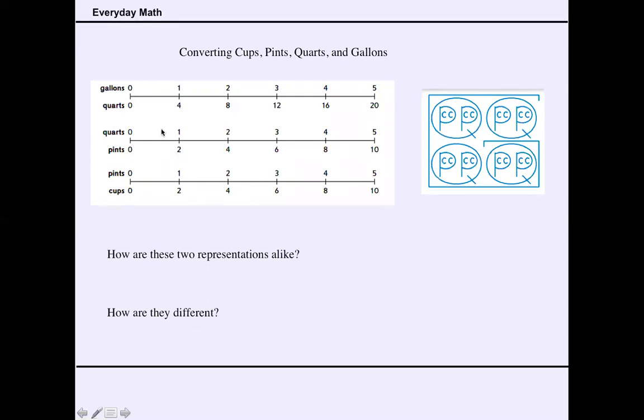The same thing here. I can easily see from my big G that in 1 quart, there are 2 pints or 2 Ps. And on my measurement scale, when the numbers get larger, I can easily see that in 5 quarts or 5 Qs, there are going to be 10 pints or 10 Ps. And the same goes for the last line of pints and cups.